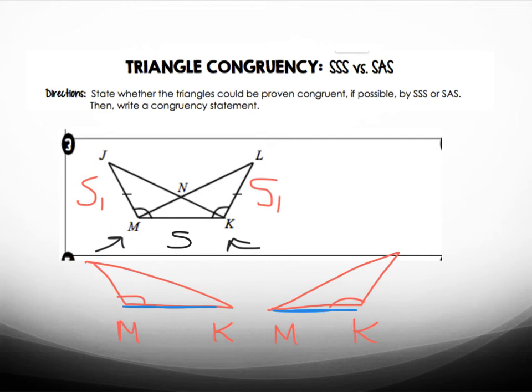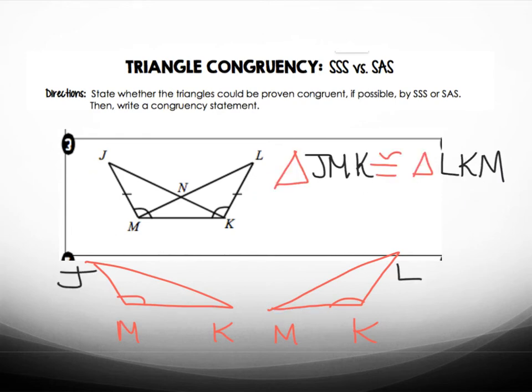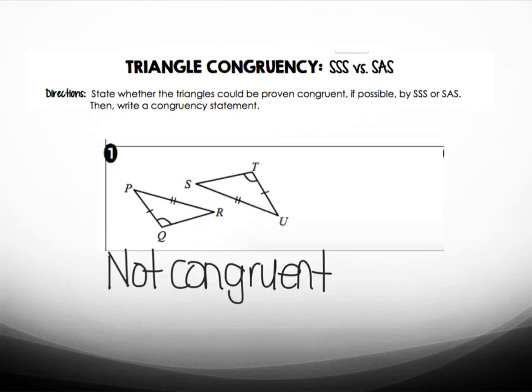So when I look at it, I have side, angle, side in one triangle, and I have side, angle, side in another triangle. Therefore, these triangles are congruent. And the last thing we need to do is write a congruency statement. You try. All right, so take a look. It may be easier to see after I pull these apart. So I go from J to M to K. Up here, J to M to K is congruent to L to K to M. So these triangles are congruent, and so are their corresponding parts.